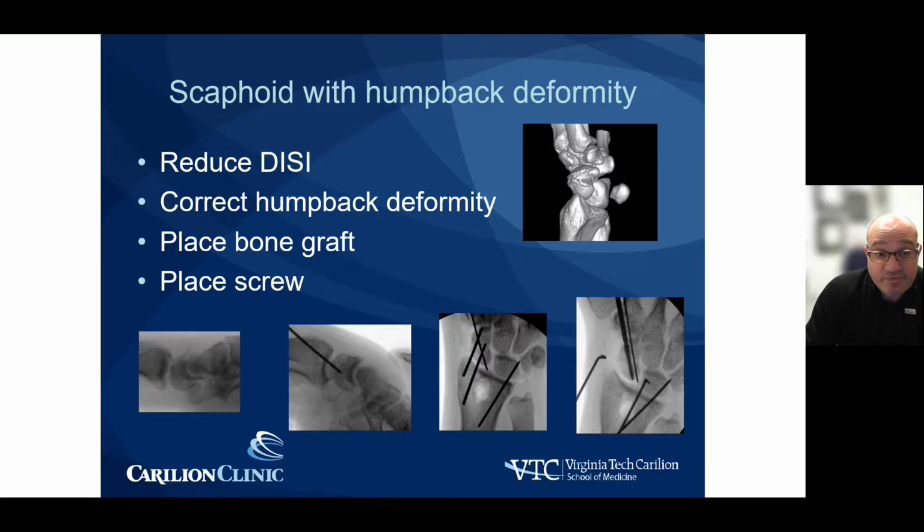Important when you're treating scaphoids with humpback deformity in an open fashion, you first have to reduce the DISI component, and that can be done through a radiolunate pin placement, and that would correct the humpback deformity. Then you place your bone graft and your screw. This is a stepwise approach of correcting that DISI deformity, getting your alignment, correcting the length of the scaphoid, and then building from that after you've put in your bone graft.